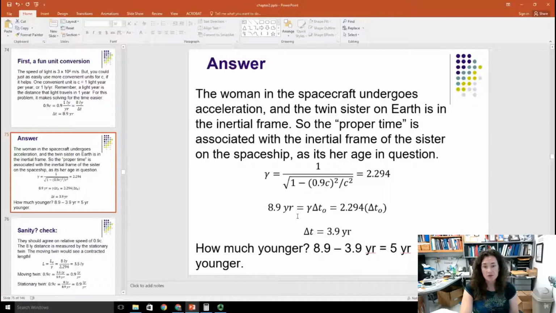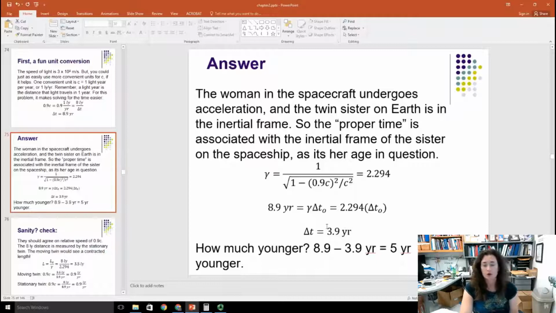So here we have 8.9 years is equal to 2.294 times delta t naught. Delta t naught is the proper time, or the age of the sister that's on the spacecraft. Now we solve for delta t naught, which is equal to 8.9 divided by 2.294, and we get 3.9 years. So according to the person on the spacecraft, 3.9 years have passed. According to the person on Earth, 8.9 years have passed. That's why the person on Earth is older.